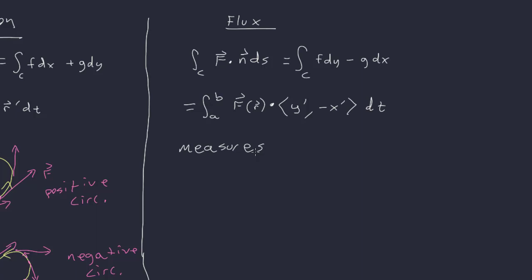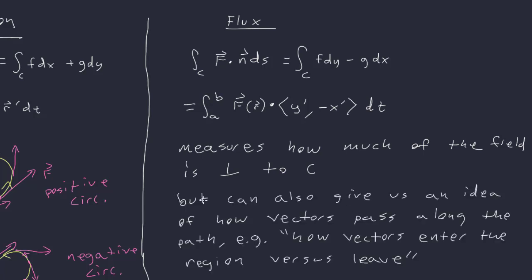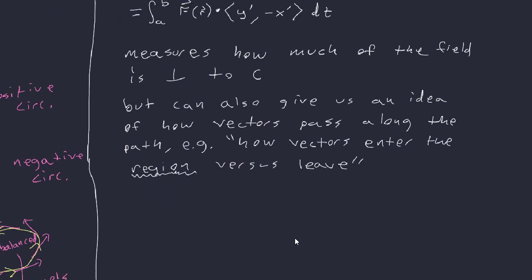So what does that mean? There's a little more to it than that, but this measures how much of the vector field is perpendicular to C. But other than just measuring how much of the field is perpendicular to the path, it can also give us an idea of how vectors pass along the path. And I think of this as how vectors enter the region versus leave the region. We have to be careful with this because it's not always region locked, so to speak. But what do I mean by that?